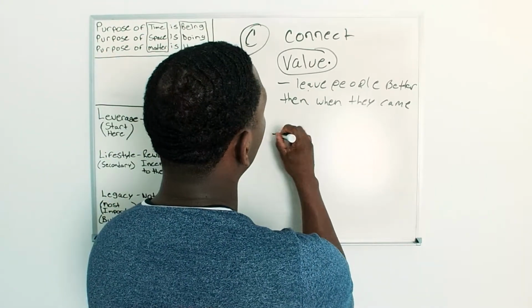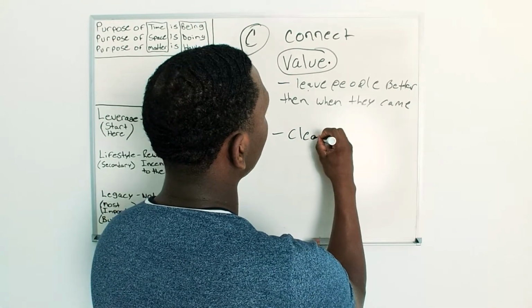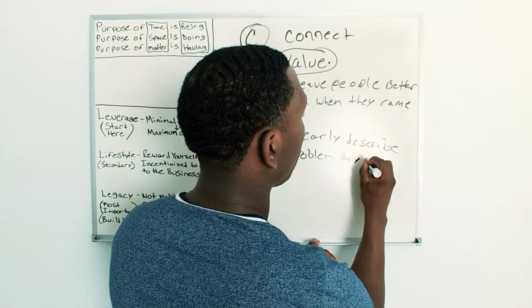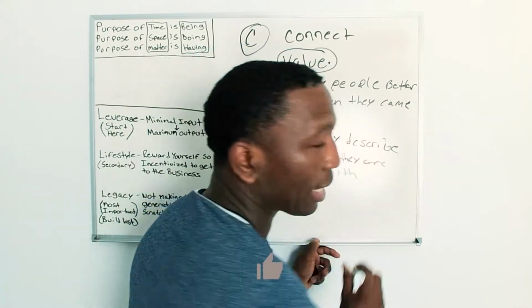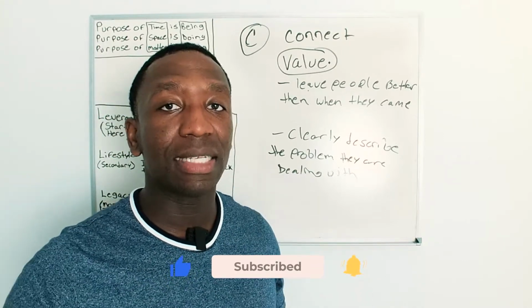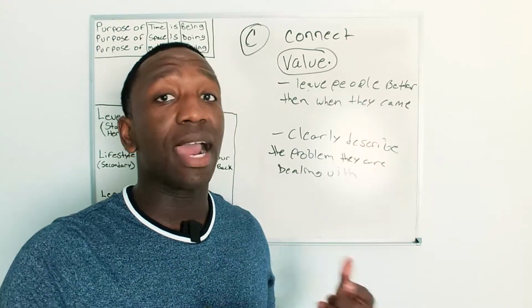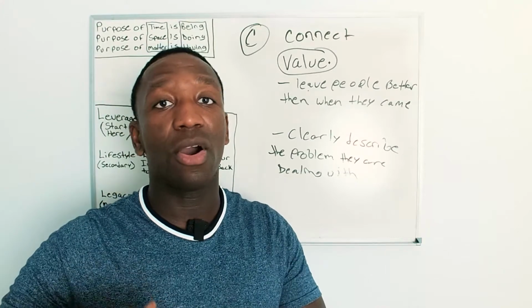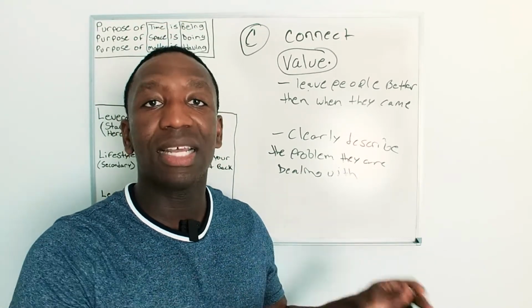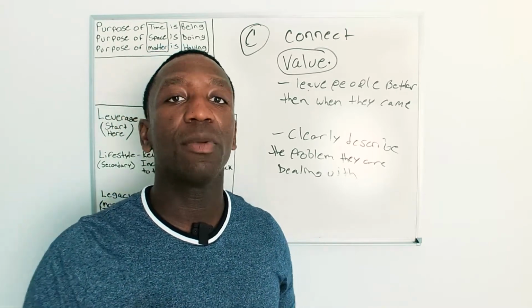Now, on top of that, we also have to clearly describe the problem they are dealing with. Okay, now what does that mean? That means that we can't be vague in our content and say things like, are you tired of this? Are you tired, or do you not have enough time? You see how there's nothing that correlates to that. So let me give you a perfect example.